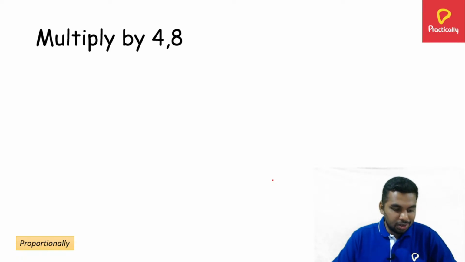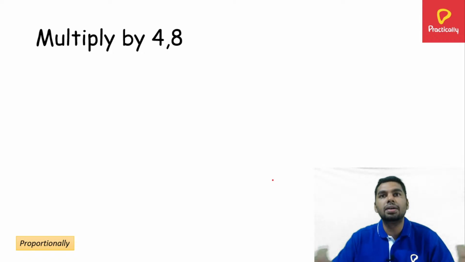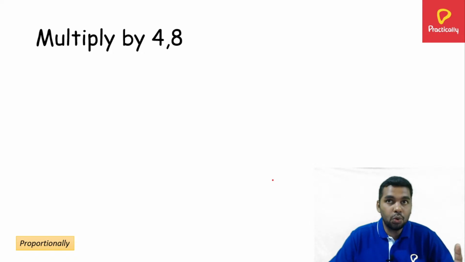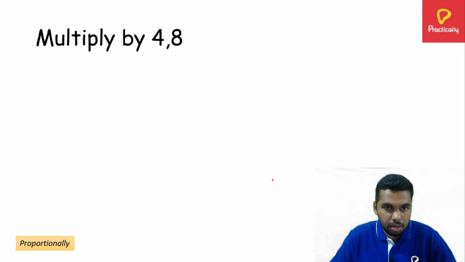Now let's continue with some more examples of multiplication by 4 and 8. So we had learned how to double. We had learned how to double the double, which is multiplication by 4. Now double of 4 is 8. That is what is multiplication by 8.